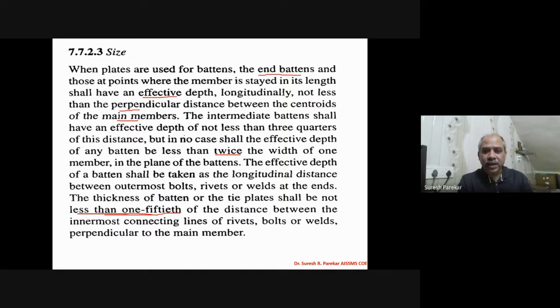But the depth of both battens should not be less than twice the width of the member in the plane of the battens. So it should not be less than 2B, where B is BF, the width of the flange. Now the thickness should be 1/50th of the distance between the innermost connecting lines of rivets, bolts or welds. So in lacing, single lacing 1/40, in battens 1/50, and in double lacing 1/60.